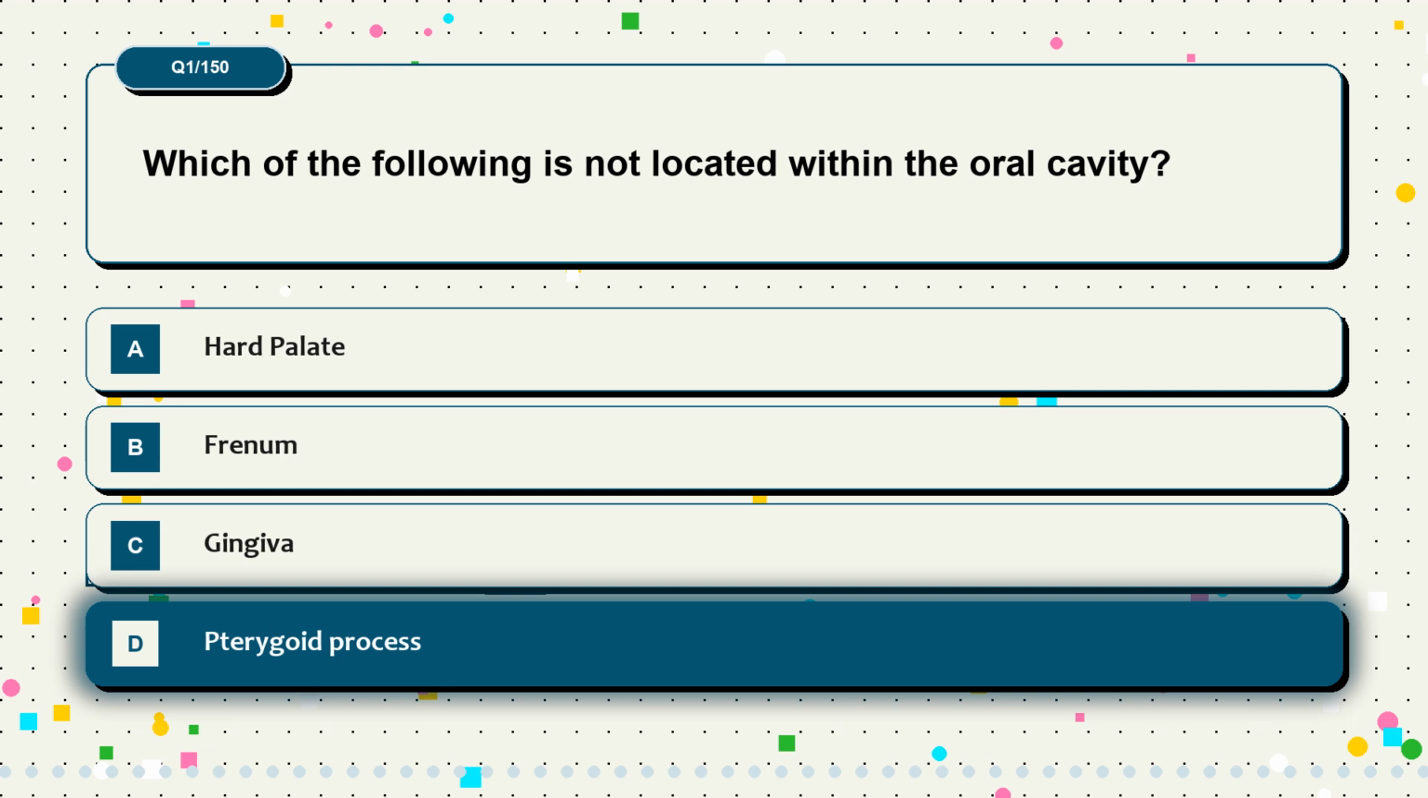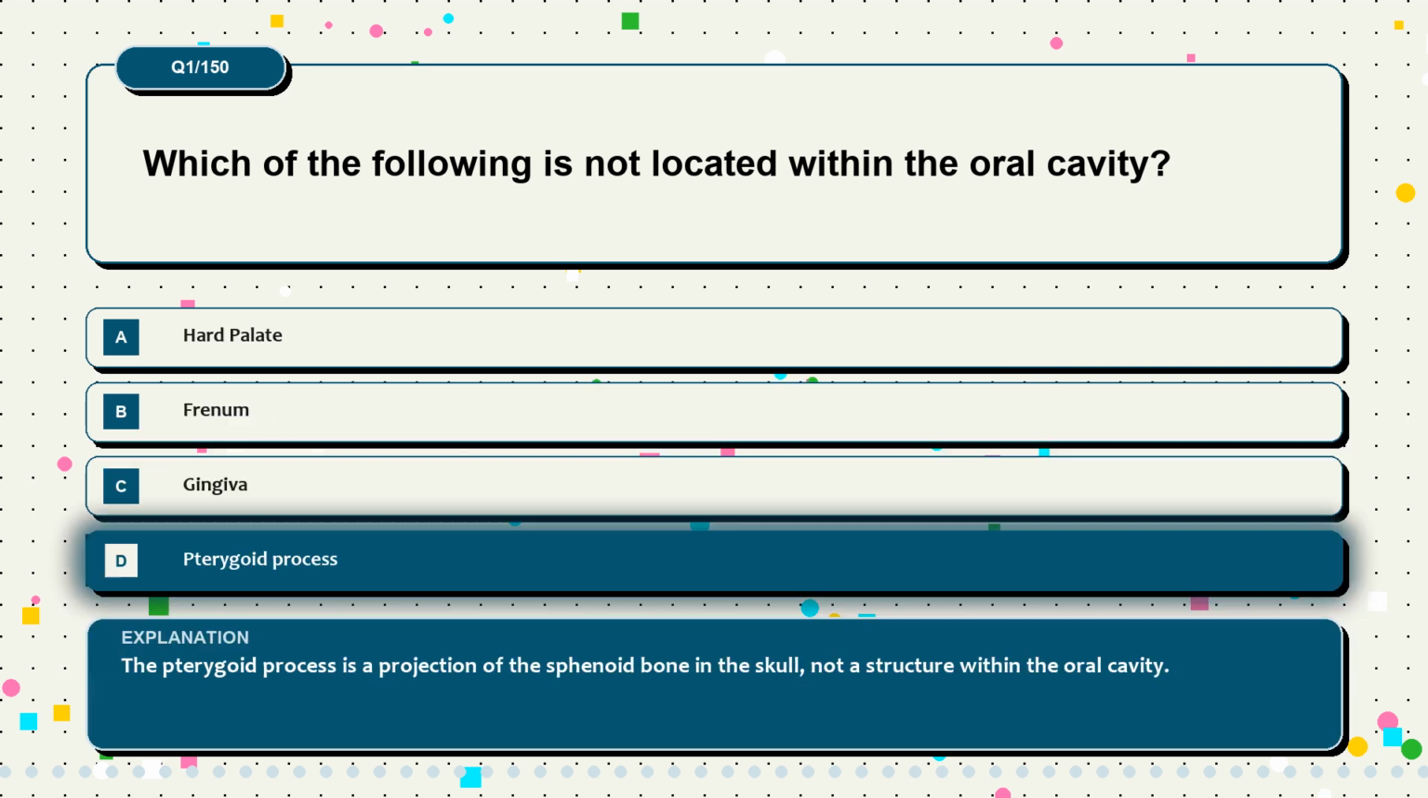The correct answer is option D. Pterygoid process. The pterygoid process is a projection of the sphenoid bone in the skull, not a structure within the oral cavity.